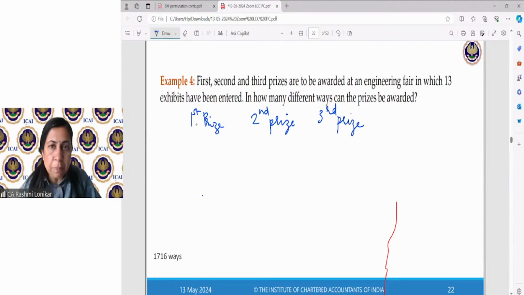So how many people are there? 13 exhibitions. Okay, so 13 exhibits are there. So there are 13 people who can win the prize. So how many are eligible for the first prize? All 13. Okay, all 13 are eligible for the first prize. Then one of them has got the first prize. The one who has got the first prize will not be eligible for the second prize, right? So out of 13, one has gone, 12 will remain.